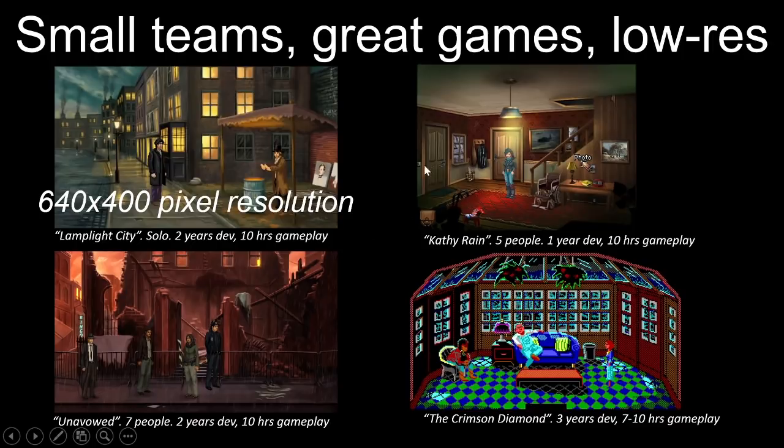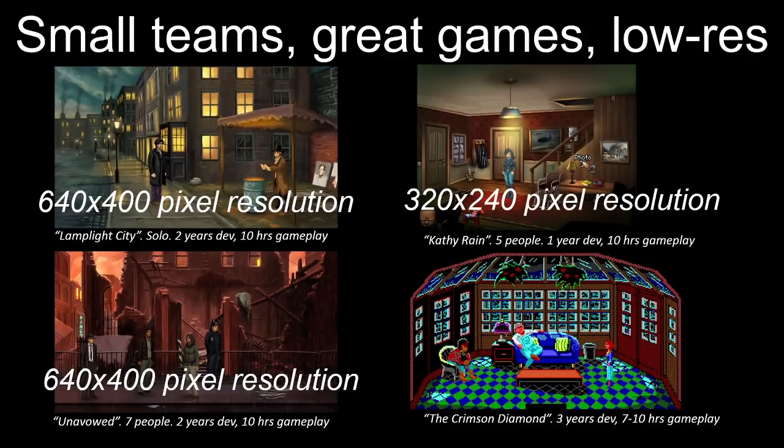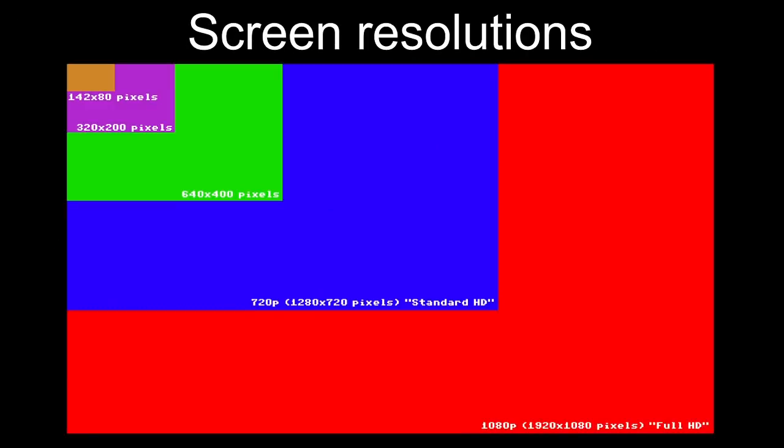Lamplight City has a game resolution of 640 by 400 pixels. So does Unavowed. Kathy Rain is 320 by 240 pixels, and the Crimson Diamond is 320 by 200 pixels, which was the standard size of the old adventure games from back in the day. So let's take a look at screen resolutions. When people talk about buying TVs, they talk a lot about 720p, 1080p, 4K monitors. 720p was considered standard HD. 1080p is full HD. 1080p means 1920 by 1080 pixels. 4K is even bigger. I didn't even put it on this screen.